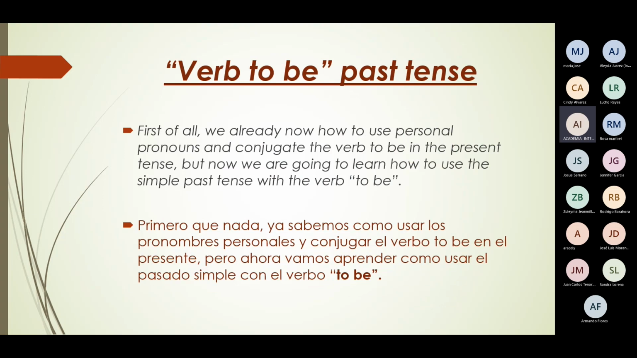The verb to be in the past tense. First of all, we already know how to use personal pronouns and conjugate the verb to be in the present tense. But now we are going to learn how to use the simple past tense with the verb to be.